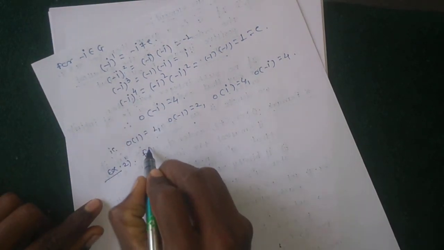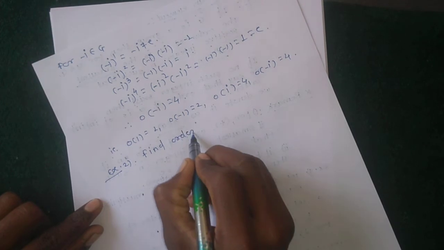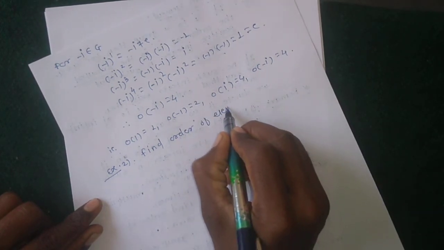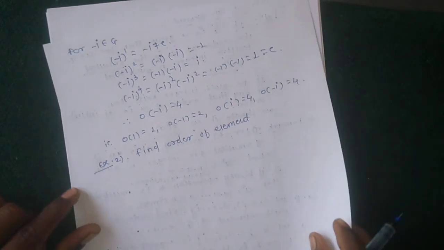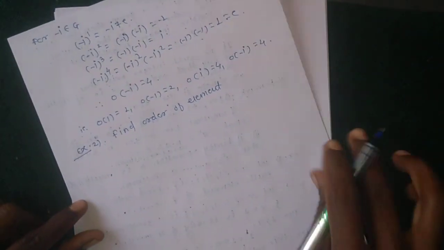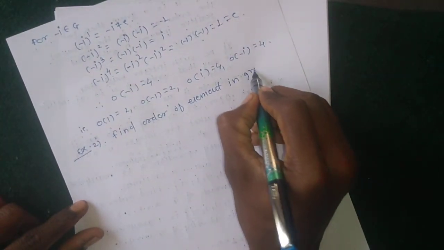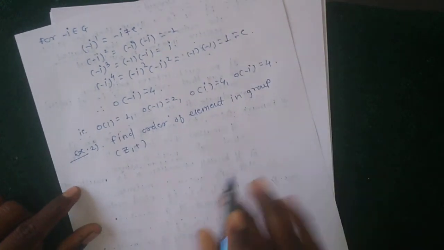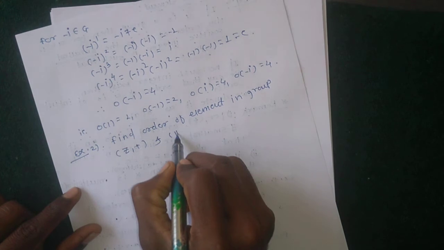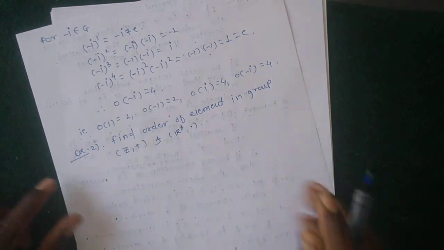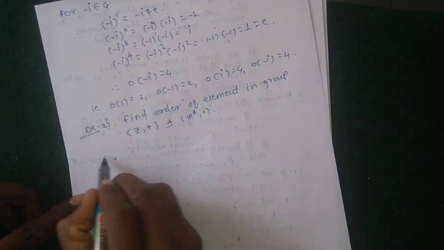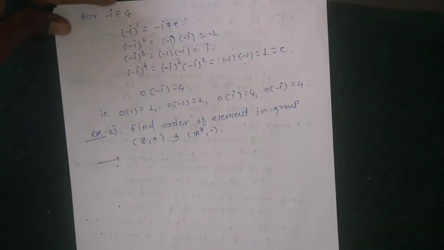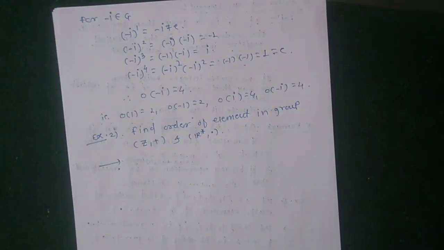Find the order of an element in the groups Z plus and R star with respect to multiplication. Z is a group with respect to addition, and R star is a group with respect to multiplication.